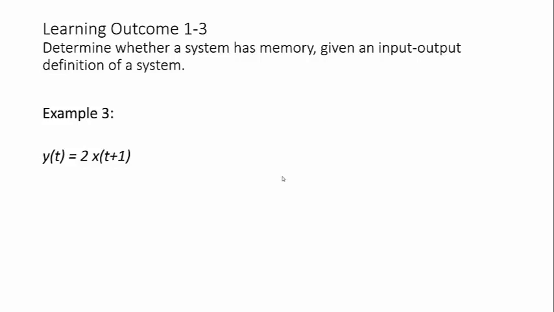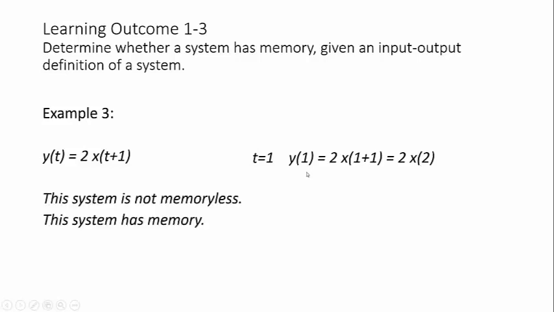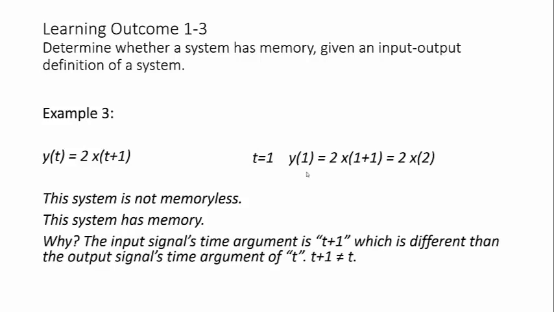Example 3. Y of t is 2x of t plus 1. Let's think about this. At time t is 1, y of 1 is 2x of 2. Because our input and our output are not occurring at the same time, this system is not memoryless. This system has memory. In your work, the input signal's time argument is t plus 1, which is different than the output signal's time argument of t. T plus 1 is not equal to t. Again, one example may be used for a disproof.